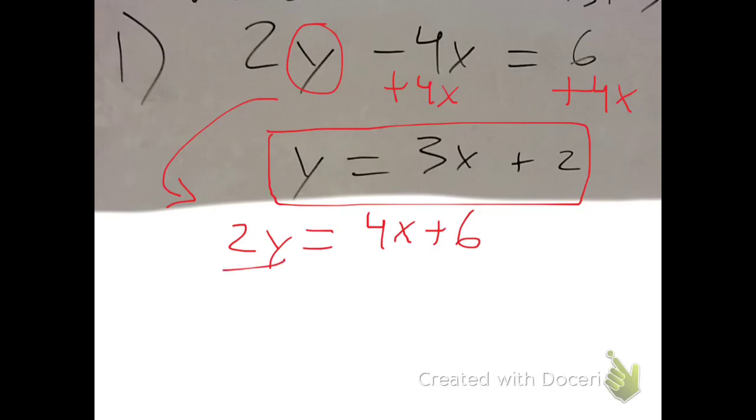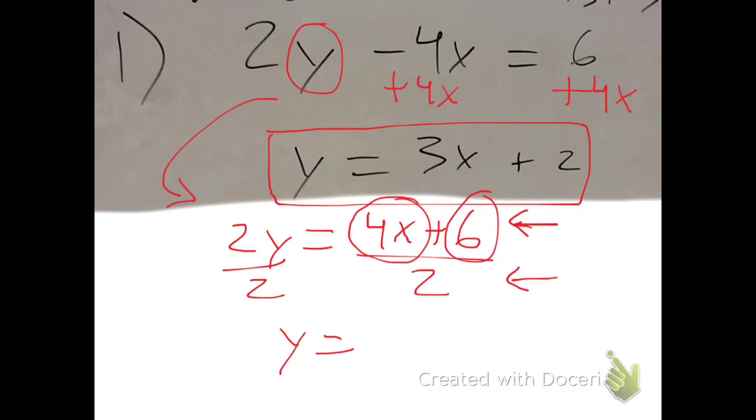And now I need to divide by 2. And when you divide one side by 2, you have to divide the other side by 2. So now on the right side we got 4x plus 6, all divided by 2. When you have multiple things on top of your fraction and one thing on bottom, you need to take each term in the top and divide it by the bottom. So 2 goes into the 4x, and 2 goes into the 6. You get 2x, because 4x divided by 2 is 2x, plus 3, because 6 divided by 2 is 3.